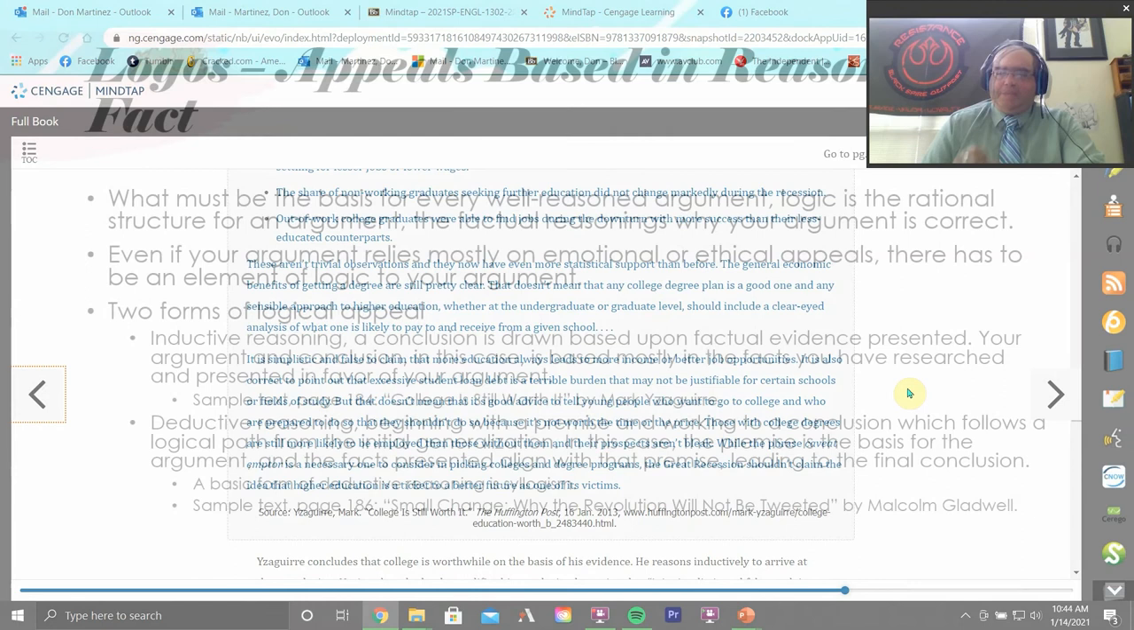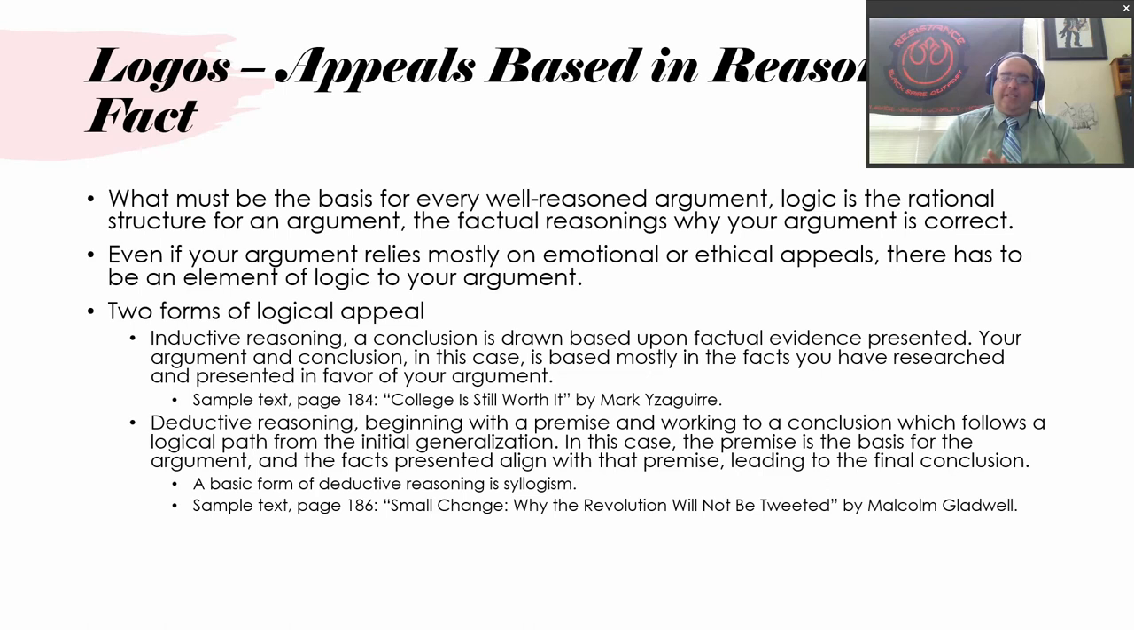Now let's talk about deductive reasoning, okay? Beginning with a premise and working to a conclusion which follows a logical path from the initial generalization. In this case, the premise is the basis for the argument and the facts presented align with that premise leading to the final conclusion. So, you have to basically start with assumption A, then go to assumption B, and eventually leads to conclusion C, because it integrates parts from A and B.